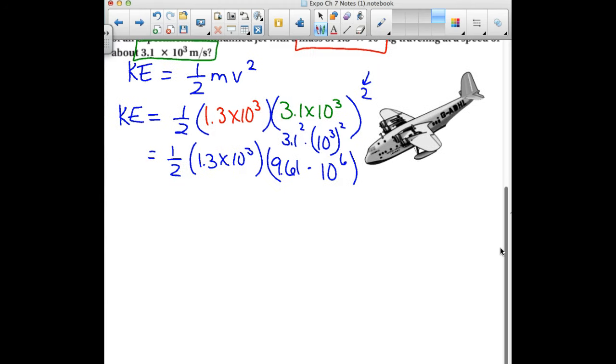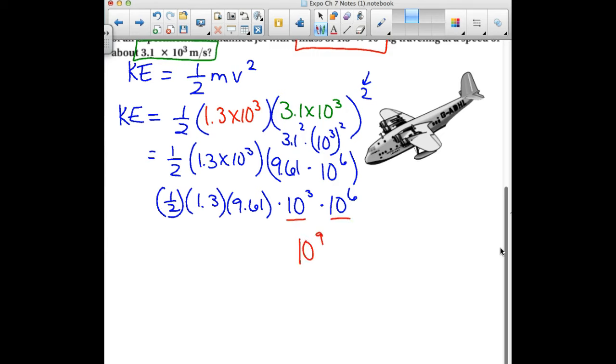All right, now we need to do some multiplication. We have a 1/2, we have a 1.3, and we have a 9.61. All of those are those front numbers. And then we have our tens. We have a 10 to the third, and we have a 10 to the sixth. Since our base is the same, we can just add those powers. That is 10 to the ninth.